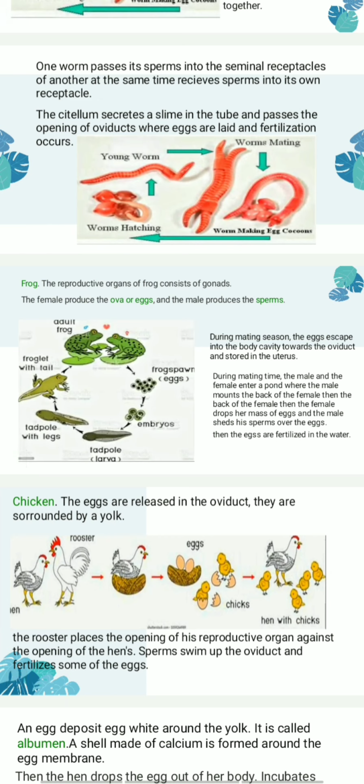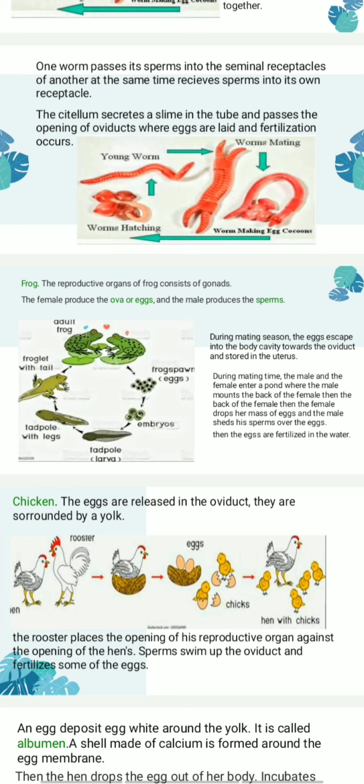The female produces the ova or eggs, and the male produces the sperm. During mating season, the eggs escape into the body cavity towards the oviduct and are stored in the uterus. During mating time, the male and the female enter a pond where the male mounts the back of the female, then the female drops her mass of eggs, and the male sheds his sperm over the eggs, then the eggs are fertilized in the water.